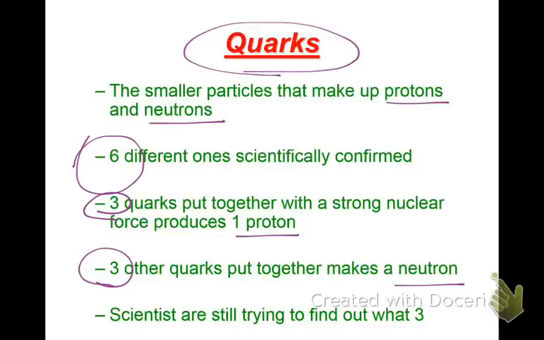Scientists are still trying to figure out what 3, and they give them weird names. They're saying like an up quark, a down quark, and I don't remember the other ones, but it's something weird like that, make a proton. And then a down quark, something like that, gives you a neutron. It's something weird like that.